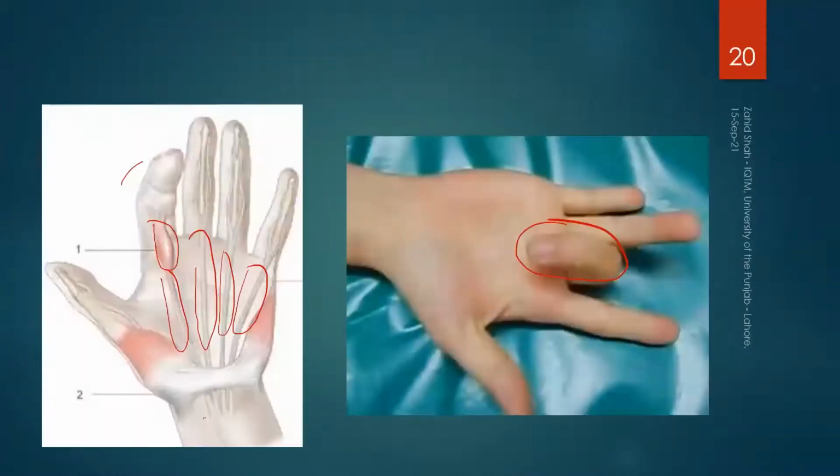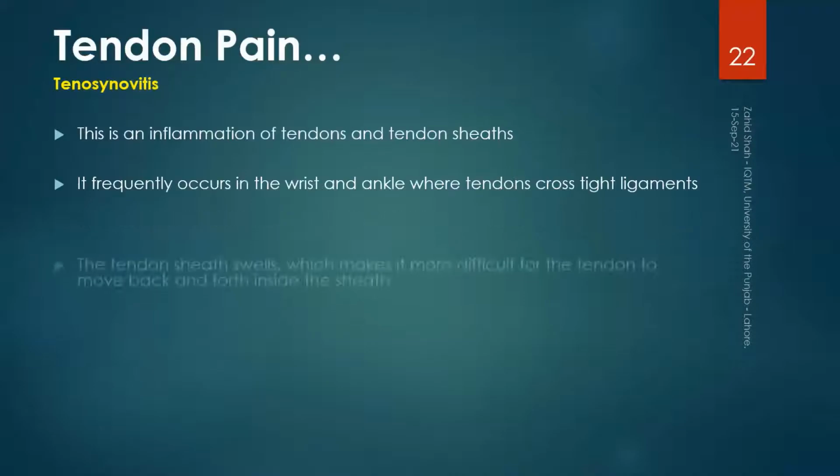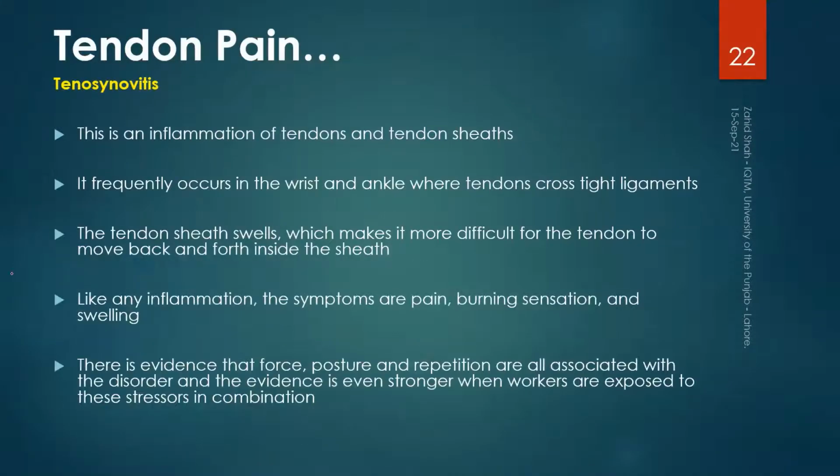Now, remember the trigger finger is swelling or locking up of the tendon itself. The tendon is moving inside a sheath. Sheath means cover. The tendon moves inside a cover or a sheath. Now, if that cover swells, then it is called tenosynovitis. So this is an inflammation of tendons and especially the sheaths that cover the tendons.